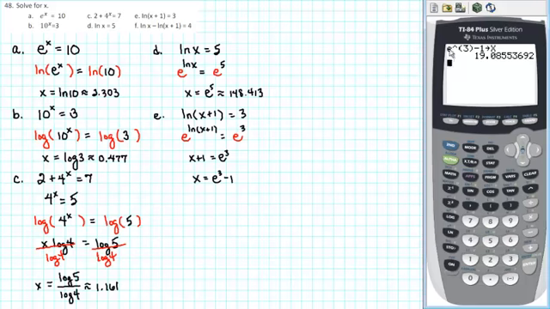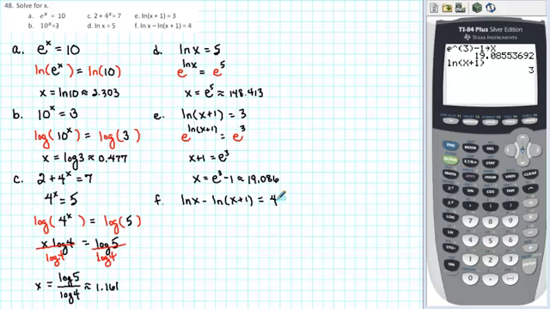We can check our answer just like we've done before. First of all, we store e cubed minus 1 as x, which is approximately 19.086. Then we go back to the original equation and evaluate the left-hand side to make sure that it's equal to 3. We see that the natural logarithm of x plus 1 is equal to 3, and therefore we've solved the equation correctly.